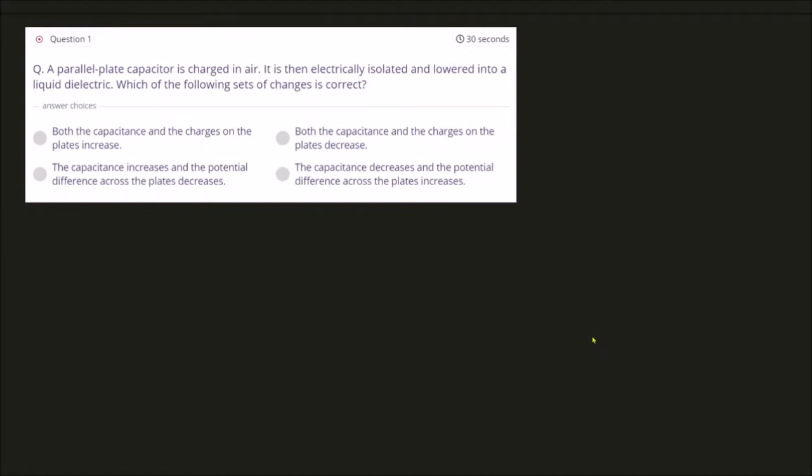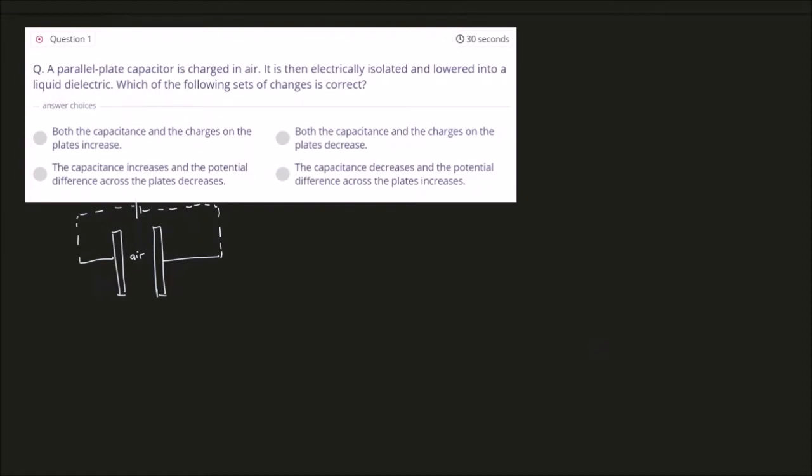So what it means here is that we have a parallel plate capacitor which is charged in air. When they say it's charged in air, they are probably connecting it to a power source. That's the first thing, charge. The second thing is that in air means the plates are filled with air in between. Okay, so that's the idea of charged in air.